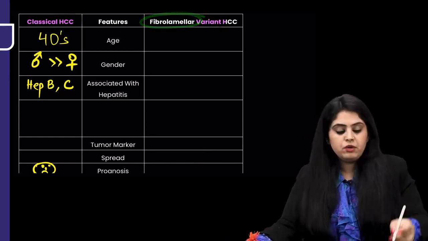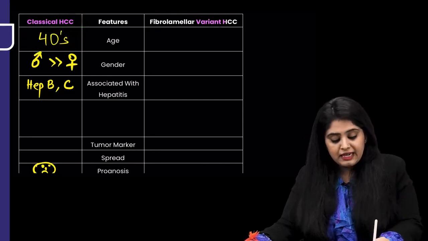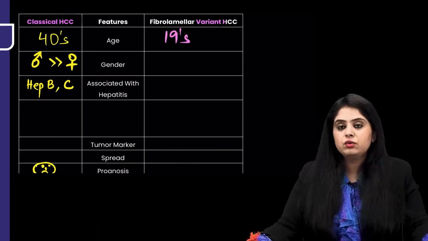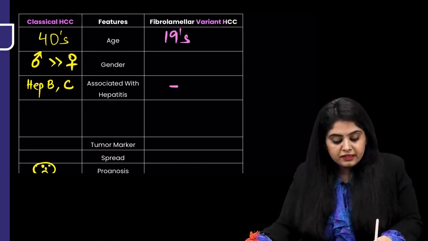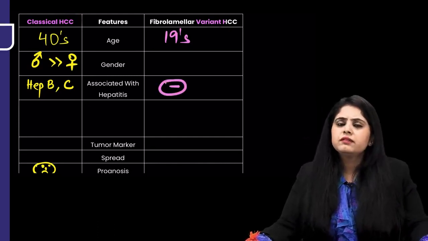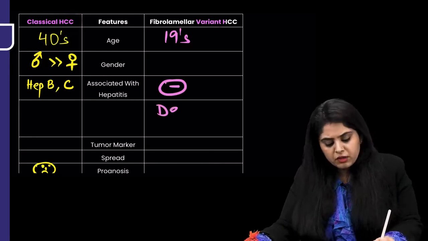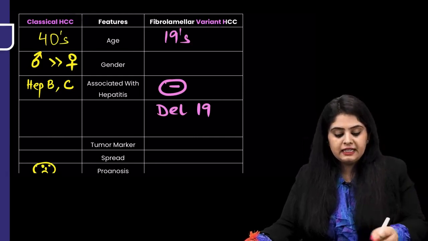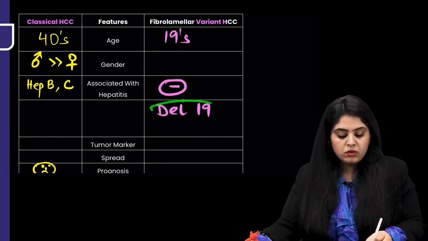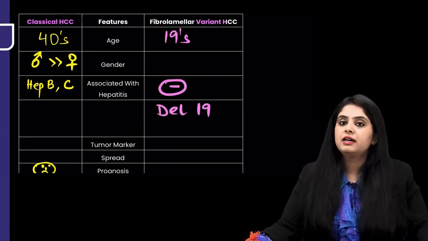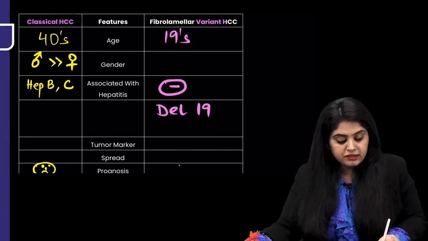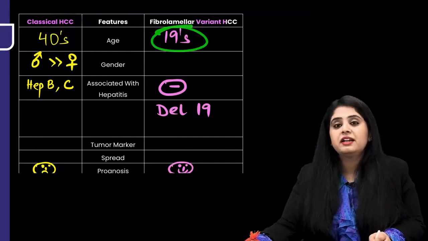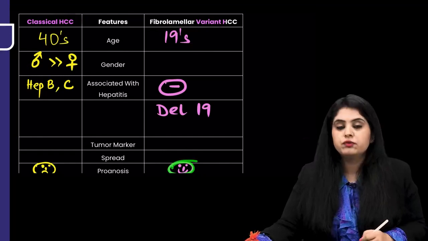Fibrolamellar says, I am not going to occur in 40s, I am going to occur in 19-20-year-old kids. Kids only, I would say. For a liver cancer, 19 is no age. Also, this is nothing to do with hepatitis. You'll say, okay, when it is not because of hepatitis, then what is it because of? It is chromosome 19. So I have learned 19-19. 19-19 means it will happen at 19 years of age, chromosome 19 will get deleted. How simple. The prognosis is good. God said that I can't be that mean that a 19-year-old is having cancer and I make him die. So the prognosis is overall good.